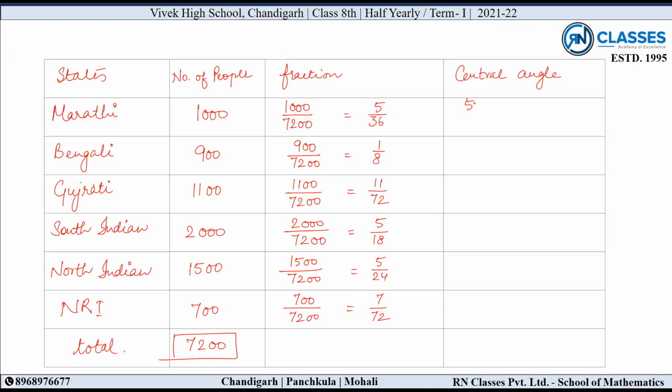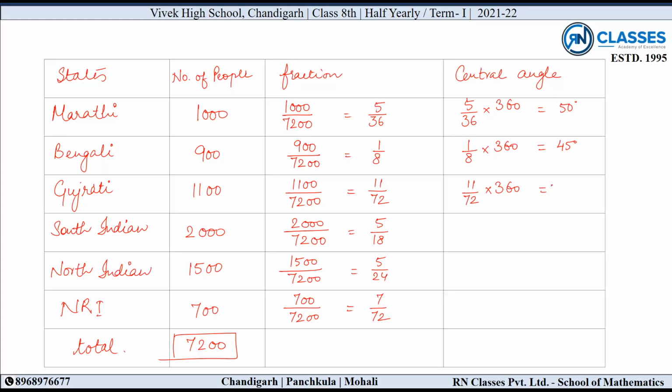5 by 36 is the fraction into the total angle 360. I want to find the angle of Marathi people. Okay? Angle would be 50 degrees. Right? It should be neat and tidy. इसमें गलती नहीं होनी चाहिए. ठीक है? 1 by 8 is the fraction into 360. Central angle कितना हो जाएगा भाई? बोलो 45. Right? 11 by 72 is the fraction into the central angle is 360.